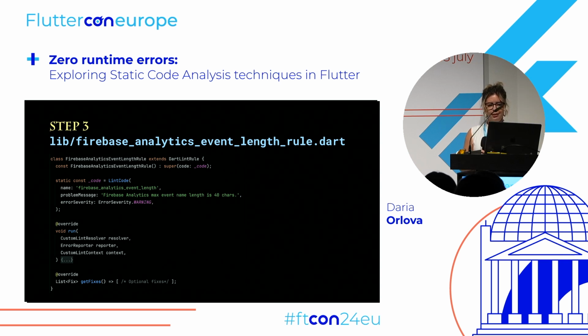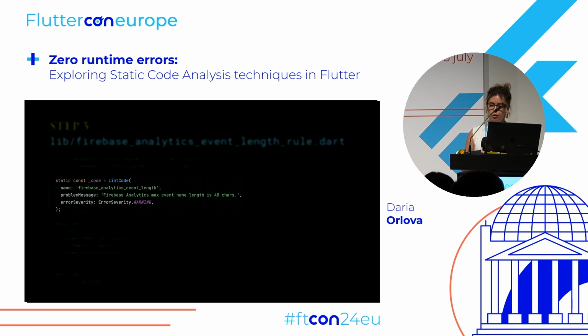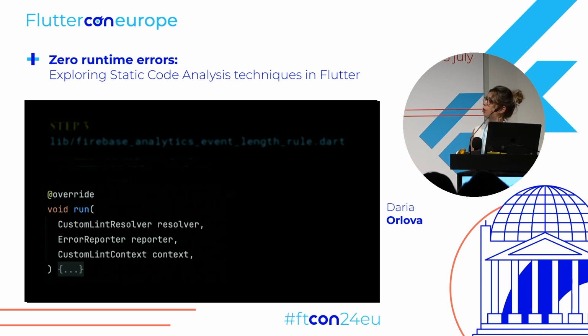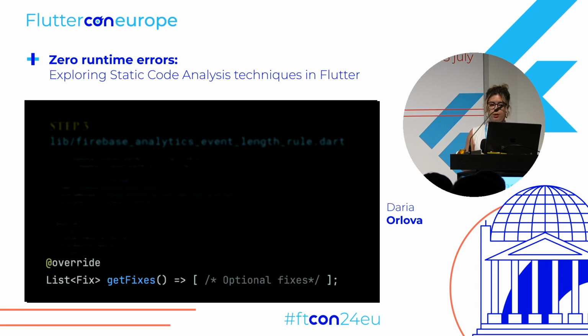So in order to define the lint rules, we need to extend a DartLintRule class. We will call it FirebaseAnalyticsEventLengthRule. And you need to pass an instance of LintCode into the super constructor, where we describe the name of the lint, the problem message, and also error severity. Then we need to override the run method, where we get several useful objects, such as CustomLintResolver, ErrorReporter, and CustomLintContext, and we will take a look at it in a second. And finally, we can specify optional fixes in the getFixes callback.